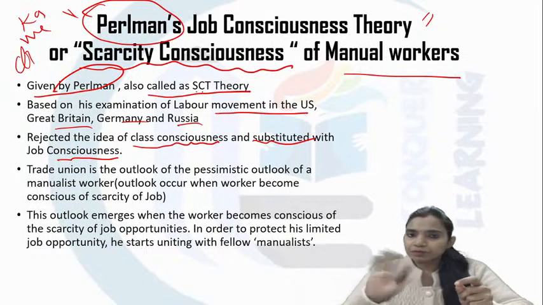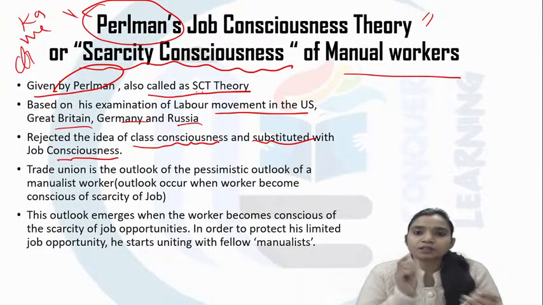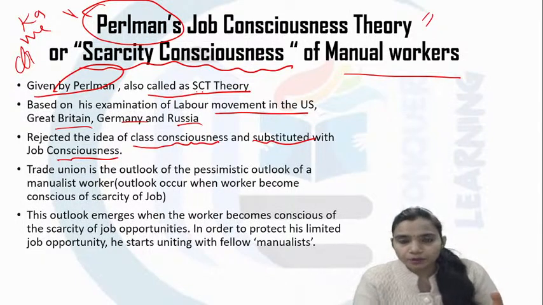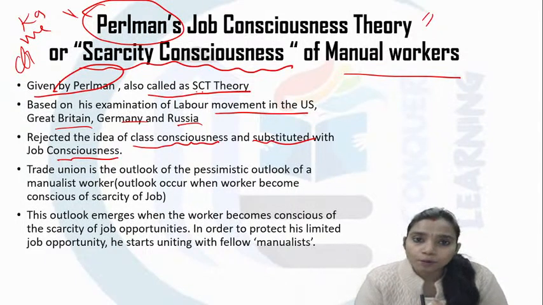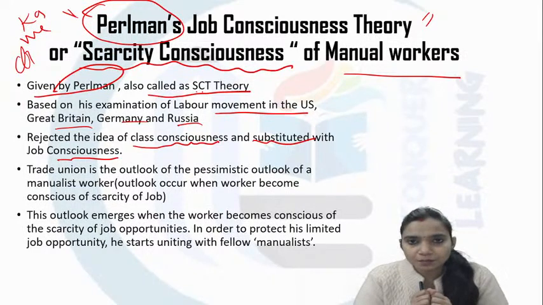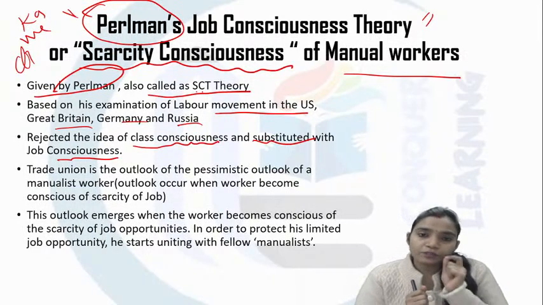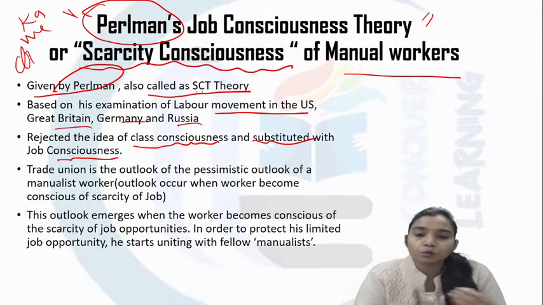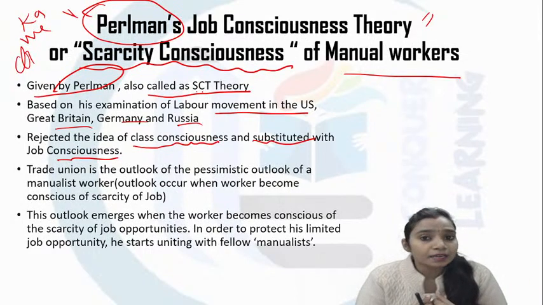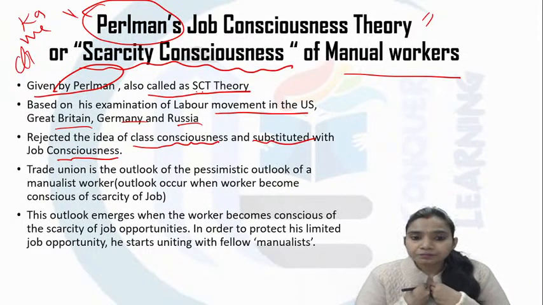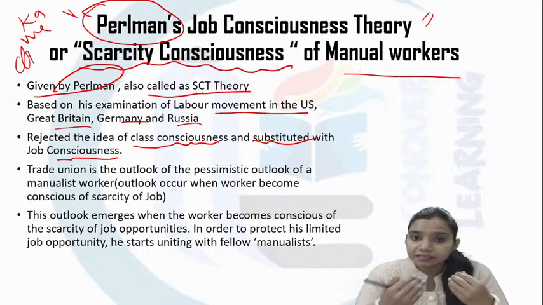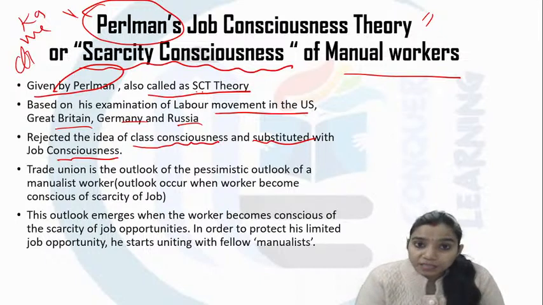According to him, trade unions are not formed because of differences between the employer and the employee. Trade unions are formed because of pessimism. Pessimistic means negative outlook. Because of the pessimistic outlook of the manualists, the workers, the people who work in the factories. What is the negative outlook? They believe that jobs are becoming scarce. There is a scarcity of jobs. Jobs are decreasing.